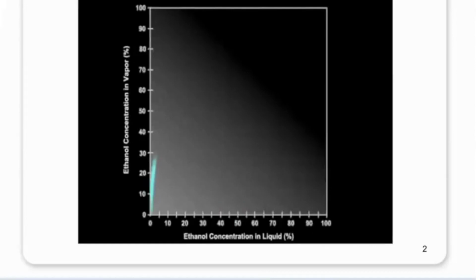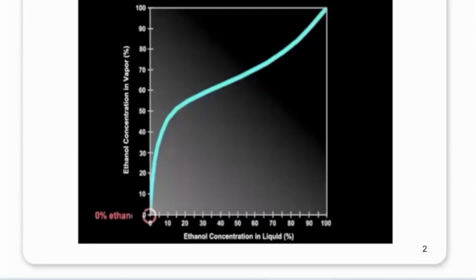The equilibrium curve for water and ethanol is shown for different ethanol concentrations. If the fraction of ethanol molecules is 0 in the mixture, the liquid is pure water, and the fraction of ethanol in the vapor is 0. If the fraction of ethanol molecules is 100% in the mixture, the liquid is pure ethanol, and the fraction of ethanol in the vapor is also 100%. For all of the mixtures in between, the equilibrium curve tells us what the vapor concentration is.